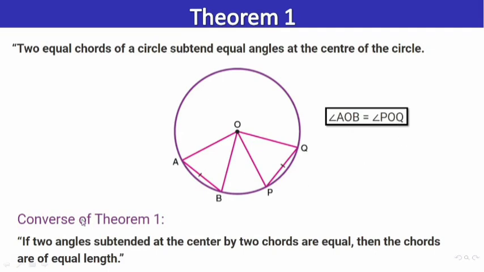Now the converse of theorem 1, just the other way around: if the angles subtended at the center are equal, then the chords will be equal to each other. That is the meaning of this particular converse. I expect you to pause the video and note down these theorems, because these theorems are very, very important for all of you. You may pause the video and note down the theorem.